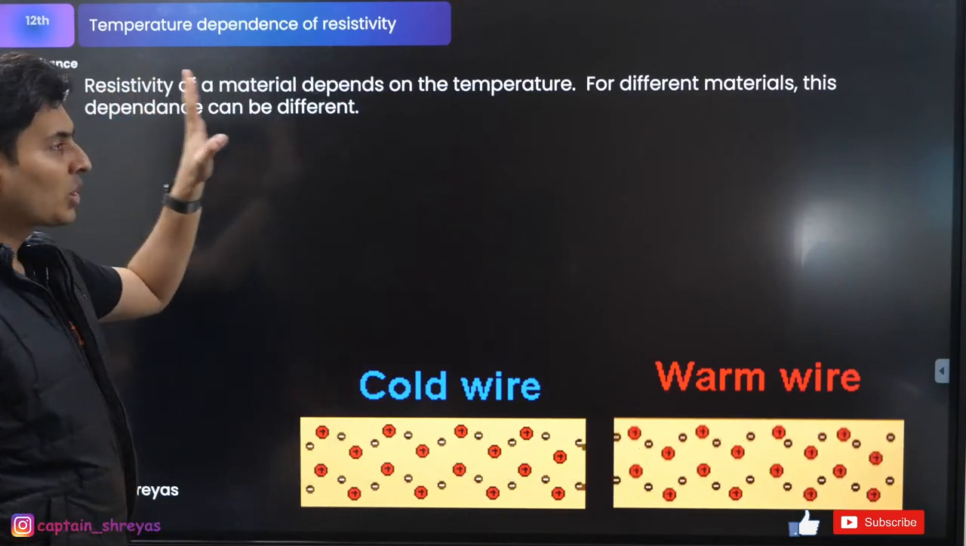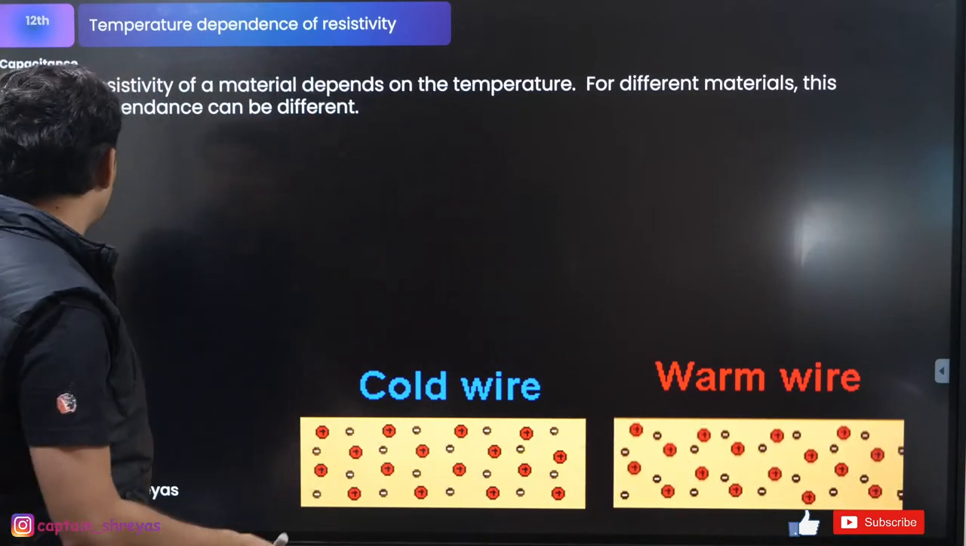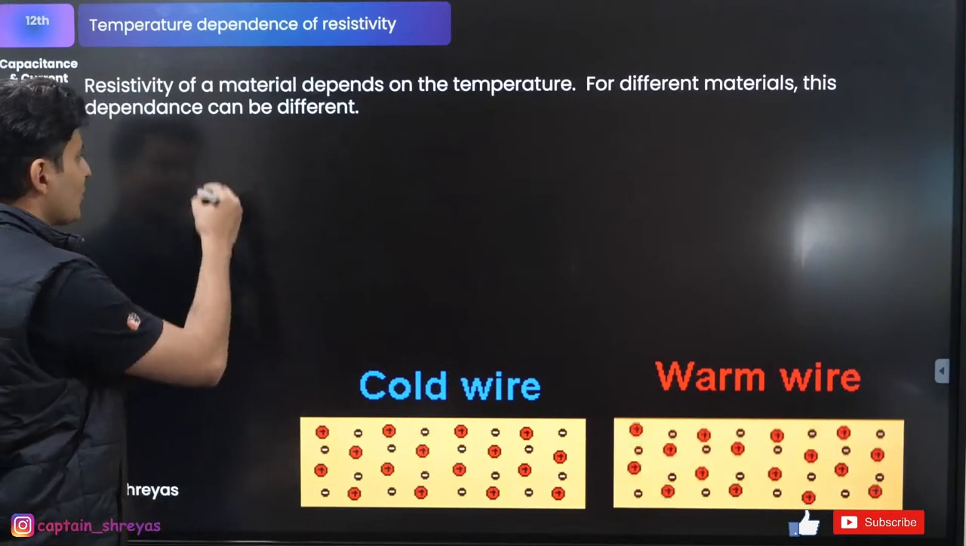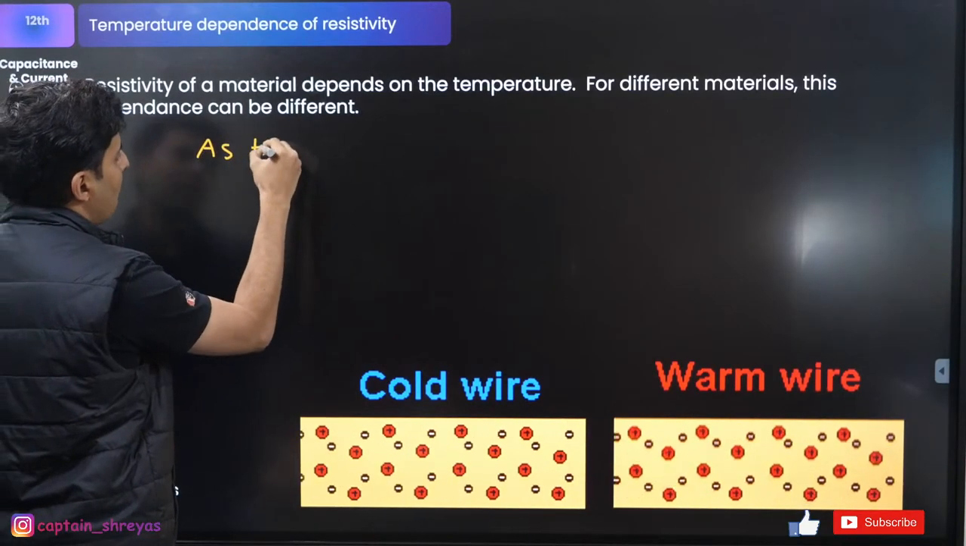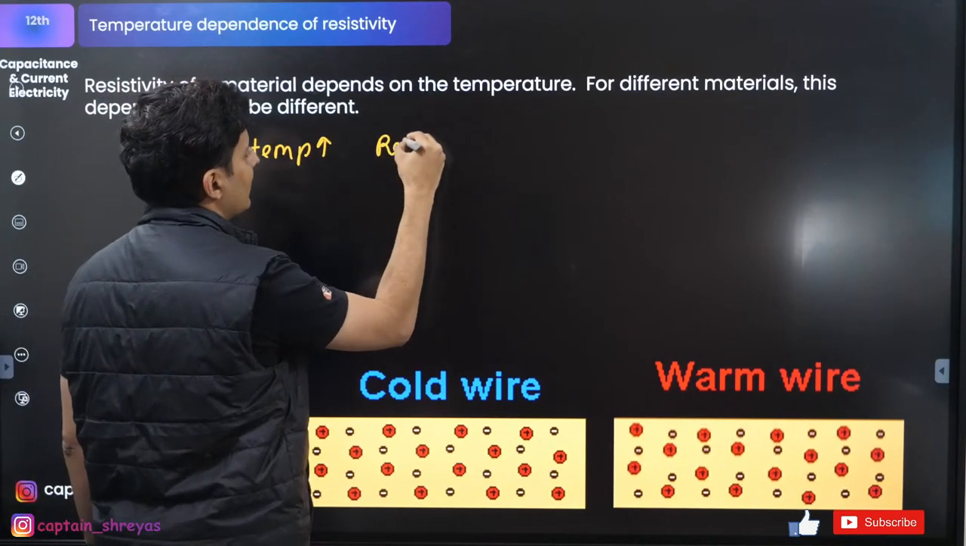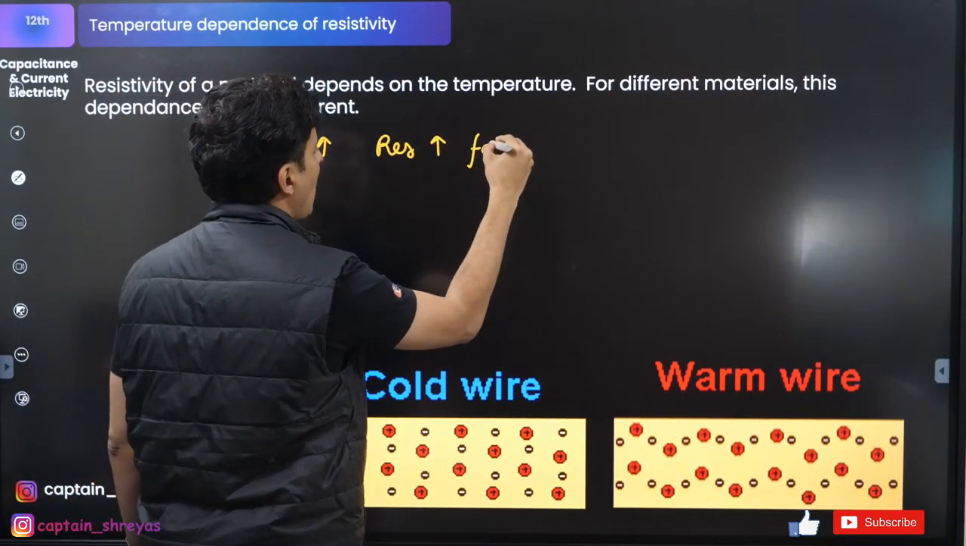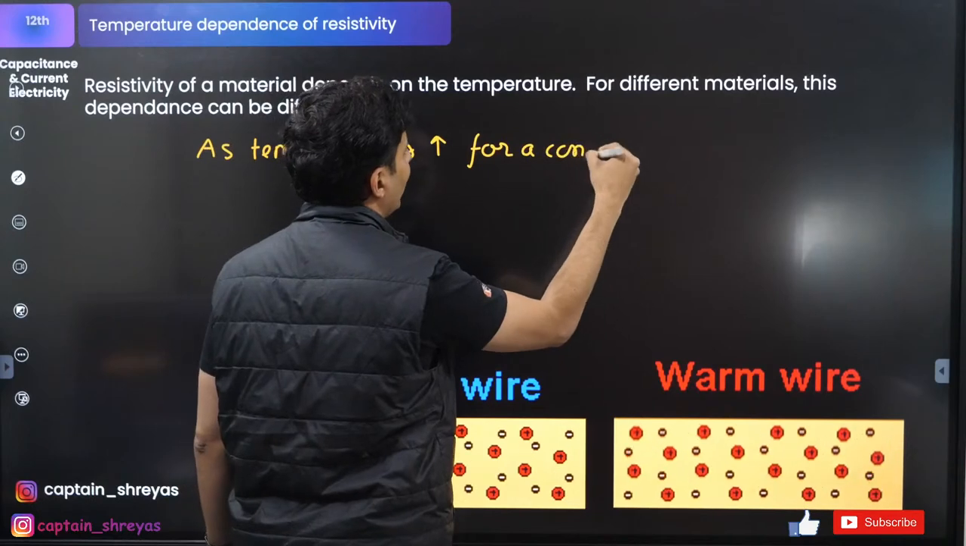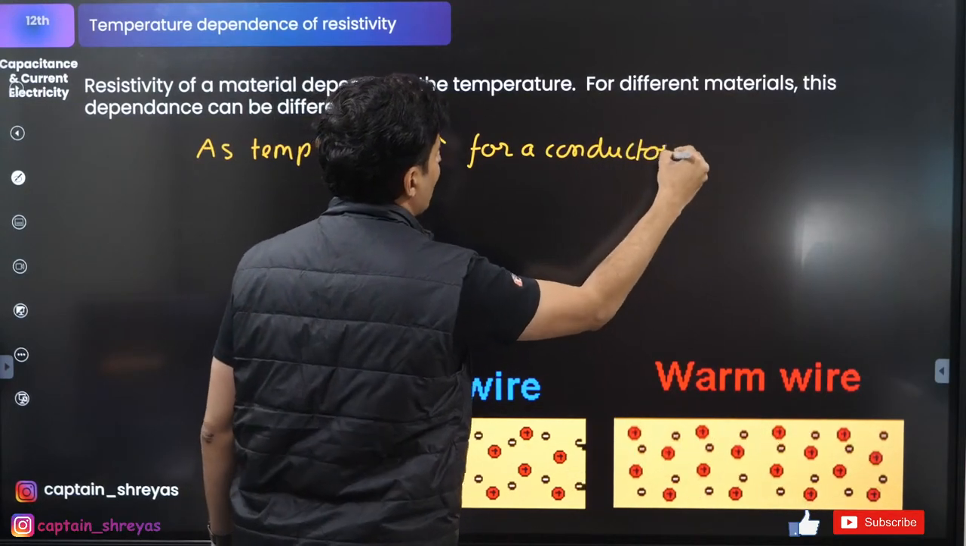So that's why you will see the resistance depends on the temperature. So as temperature increases, the resistance also increases for a conductor. Very, very crucial, important thing.